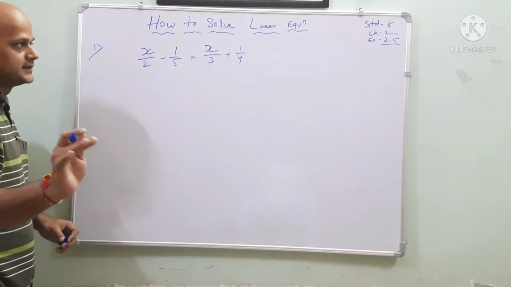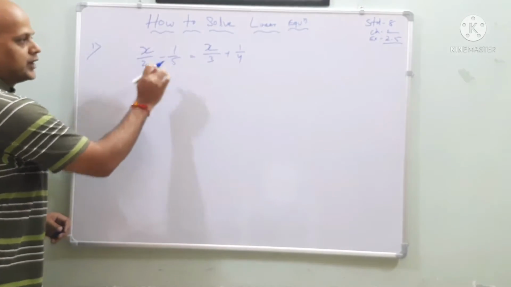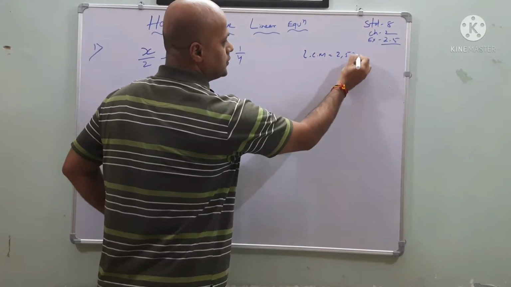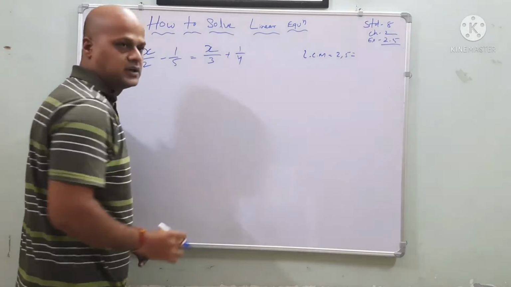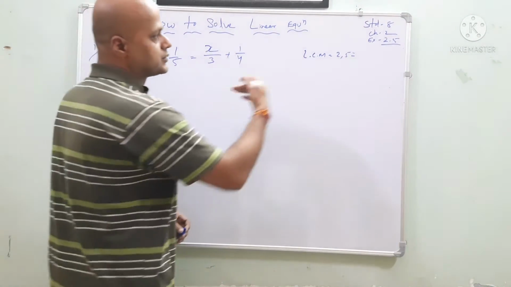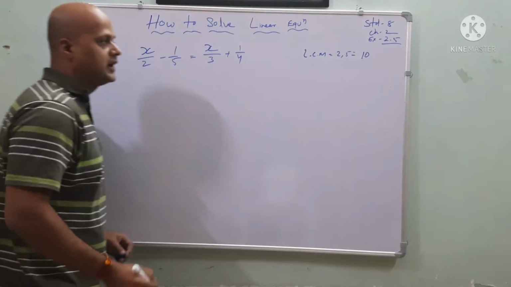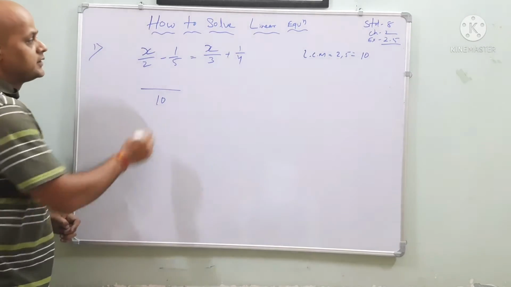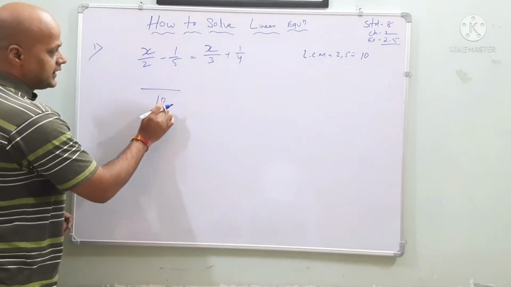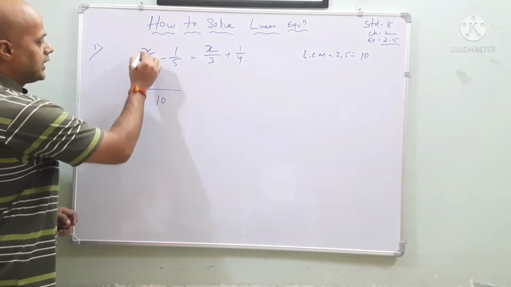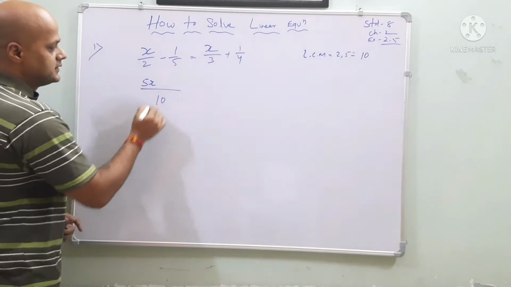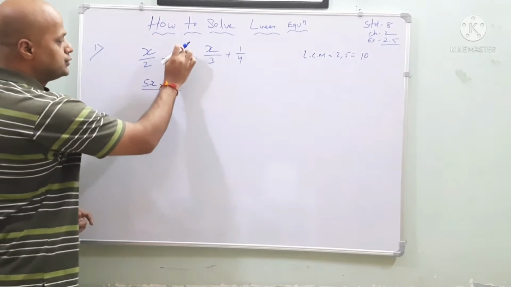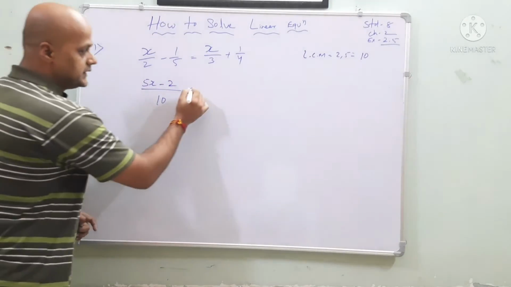First process is to take the LCM of 2 and 5. We know these two are prime numbers, so directly multiply: 2 fives are 10. So the LCM is 10. Then 10 divided by 2 is 5, 5 into x, 5x. Minus sign. 10 divided by 5 is 2, 2 into 1, 2. Is equal to.